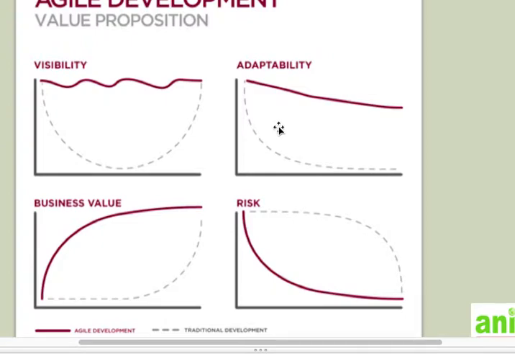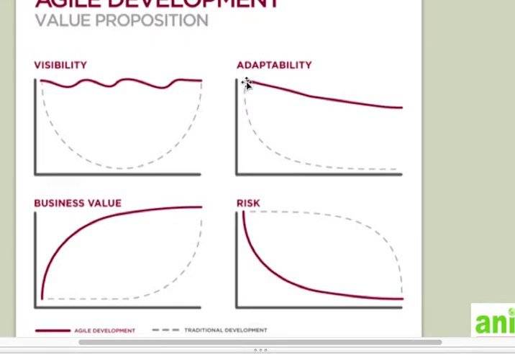Next talks about the adaptability. Adaptability is very high at the initial stage. It means that we are ready to accept changes to the solution, and we are ready to change the course if required, and changes to the requirement or the design are possible. So adaptability is high for both traditional as well as agile.